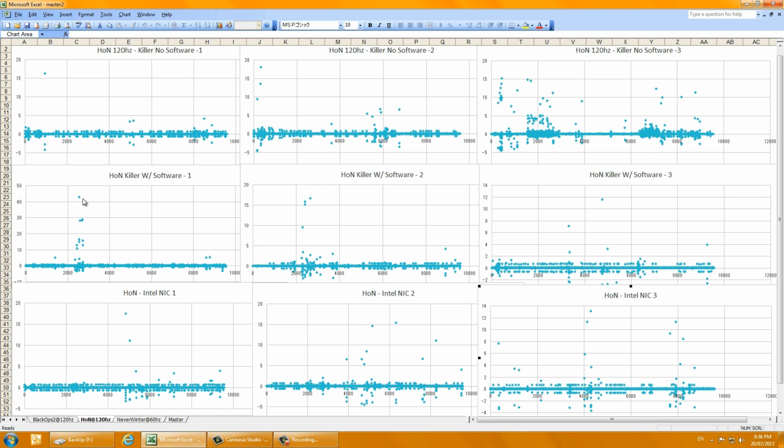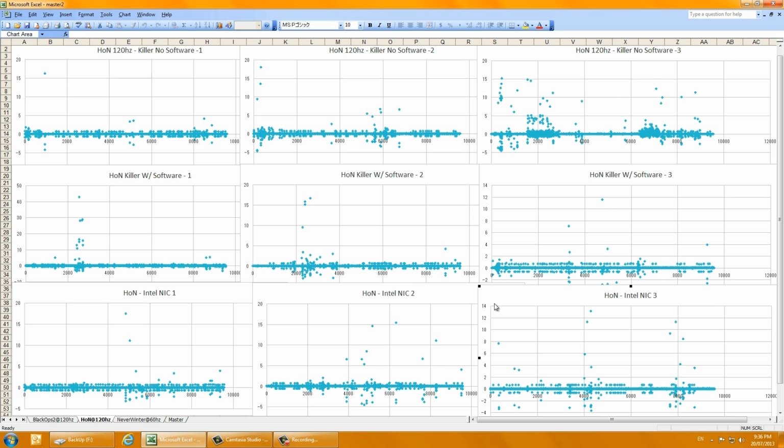The Killer with software on, the worst frame here did go up to 42 milliseconds. I did notice this one as well when I was playing the game. It was a slight micro stutter, and I noticed it, and I was like, okay, I'm going to look at the test results, and yeah, this did pop up. So that was probably a loss for the software versus the no software in Heroes of Newerth as well.